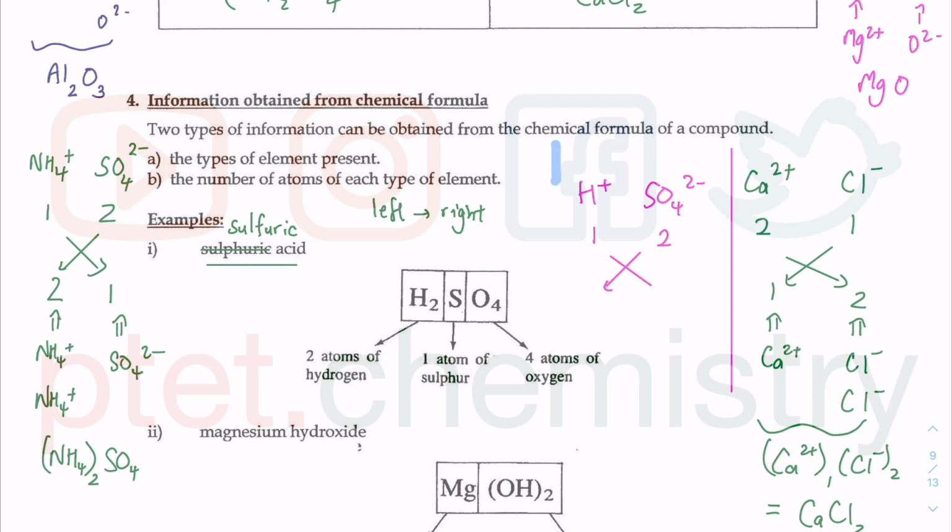Crisscross, move the 2 to the left, the 1 to the right. This means you have 2 H plus and 1 SO4 2 minus, meaning H2SO4. So the 2 there, read from left to right: there are 2 hydrogen atoms, 1 sulfur atom because there's no number there, 4 oxygen atoms. Okay, so H2SO4 is a formula that you have to remember. Sulfuric acid, one of the most common acids of all, H2SO4.